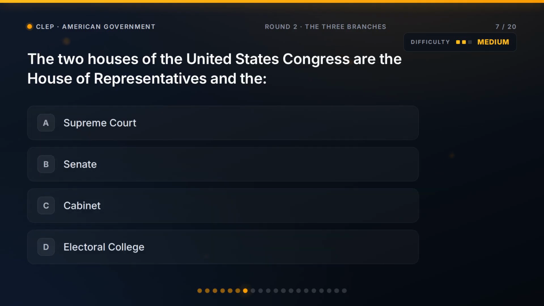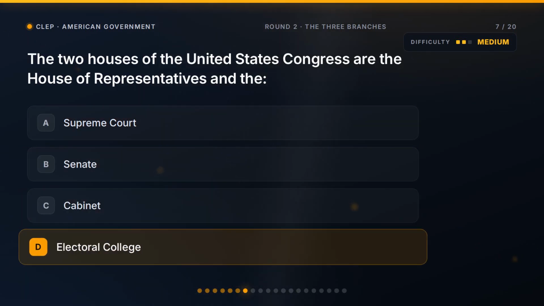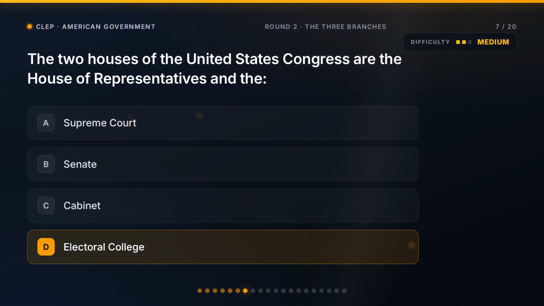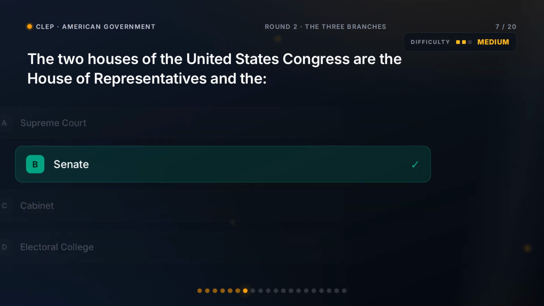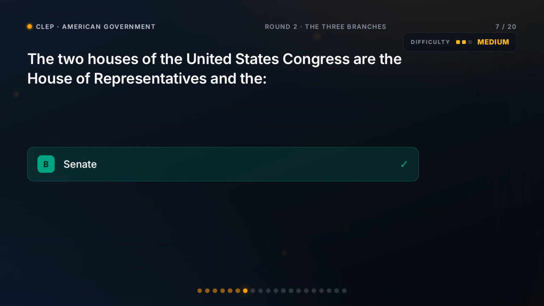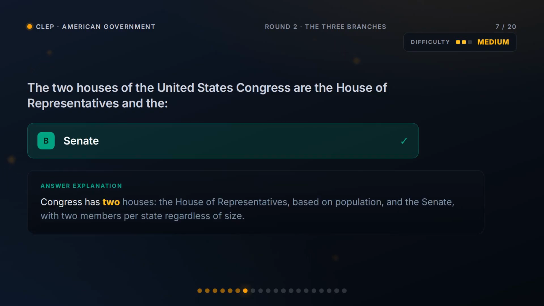Question 7. The 2 houses of the United States Congress are the House of Representatives and the A. Supreme Court. B. Senate. C. Cabinet. D. Electoral College. The answer is B. Senate. Congress has 2 houses, the House of Representatives, based on population, and the Senate, with 2 members per state, regardless of size.